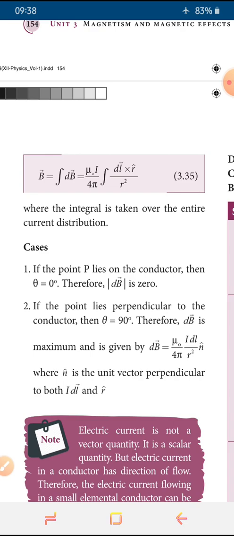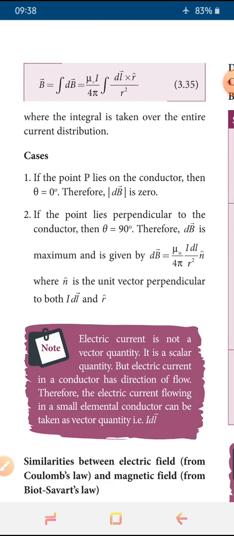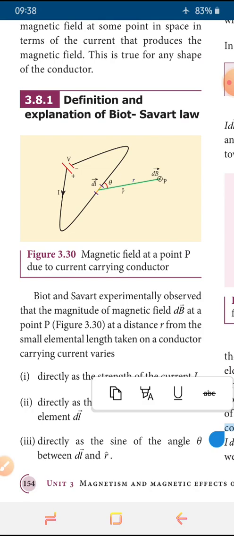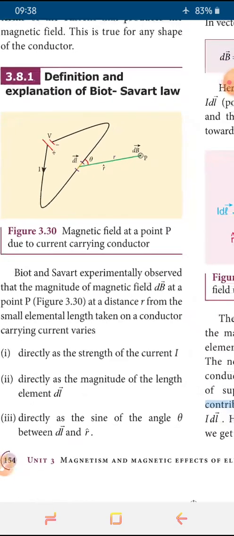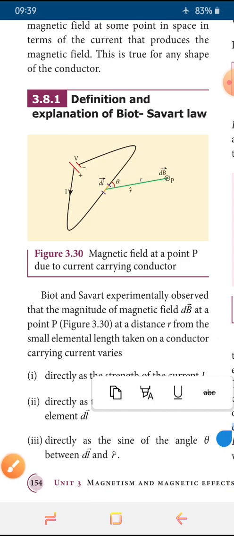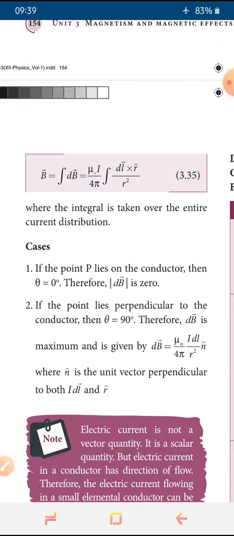And there are 2 special cases. The first one is if the point P lies on the conductor. If the point lies on the conductor, then from this diagram we can explain. So here see it is almost perpendicular. This P, we rotate it in this direction. Now it is lying on the length, so theta will become what? 0 degree. So in that case, if theta is equal to 0, the total dB vector will become 0, because we are using sin theta, and sin 0 is 0.